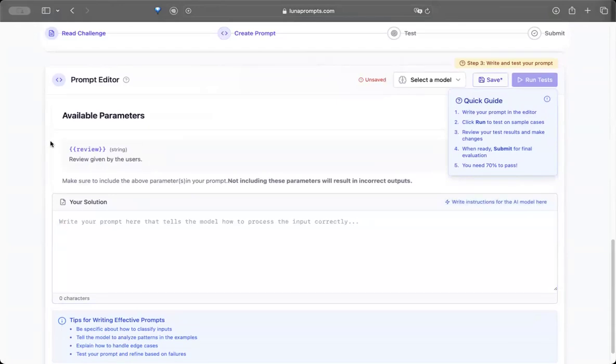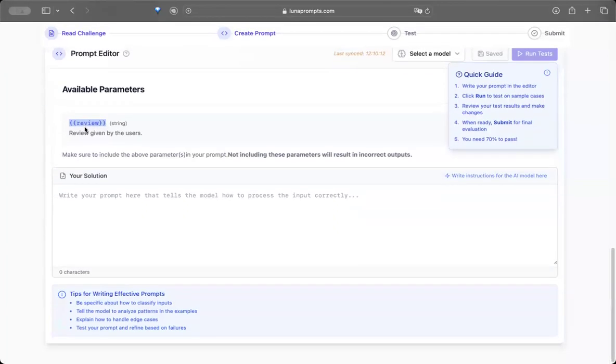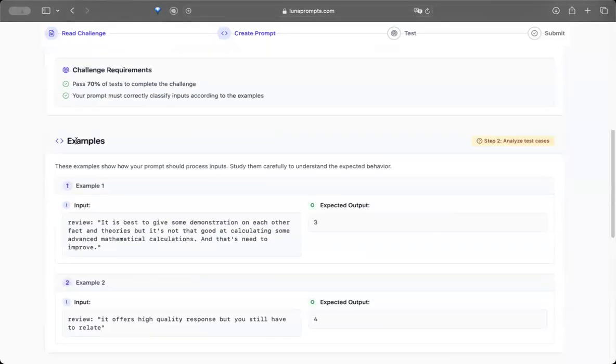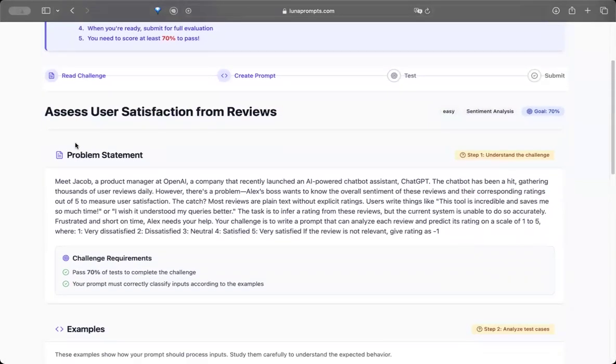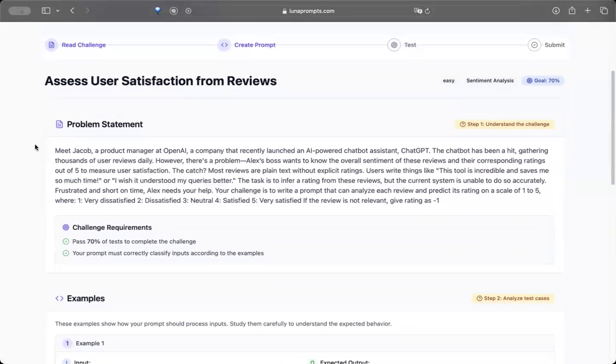Here you have a prompt editor where you're given what the prompt is going to be. So you're going to create a prompt, and this prompt is going to receive some data, so to speak, which is going to be given by this variable. And after that, you will be able to run this over test cases. So it's very similar to LeetCode or deepml.com if you're familiar with those.